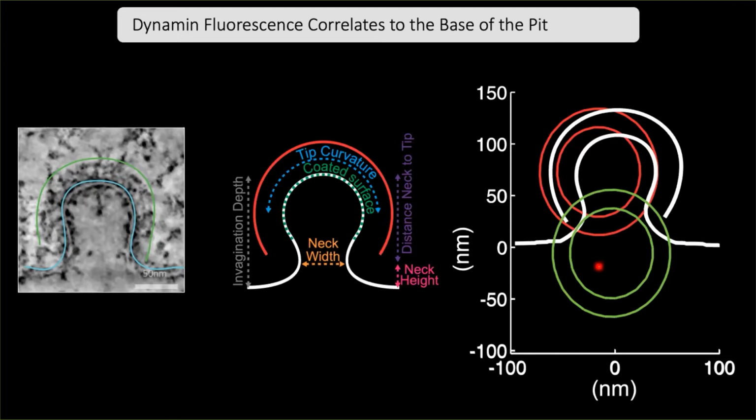The same here, dynamin is more shifted to the base of the invagination. And this is again consistent with what we expected, and what biochemistry and immunogold labeling, for example, as a complementary approach, has told us over the years. Dynamin assembles at the base of the invagination, and clathrin assembles along the bud. So I would say this is a nice confirmation.